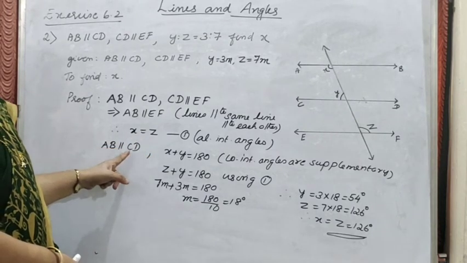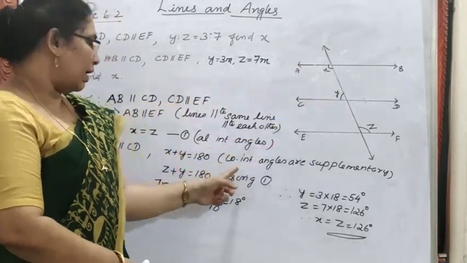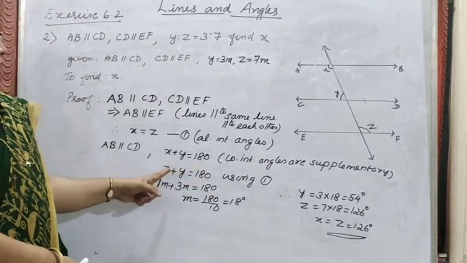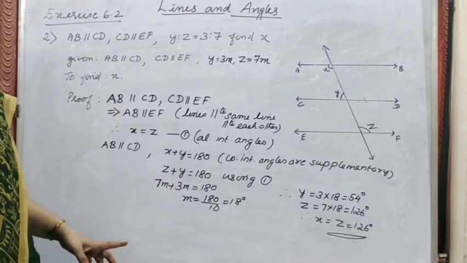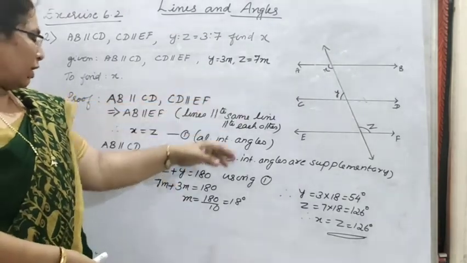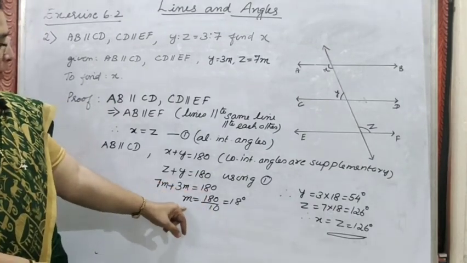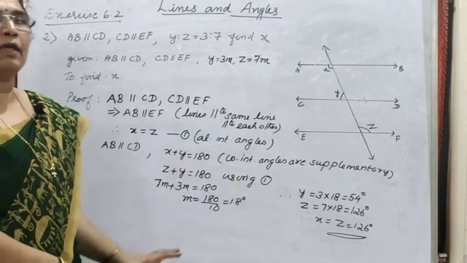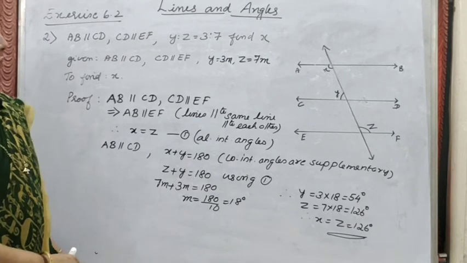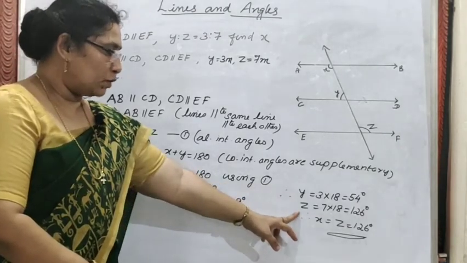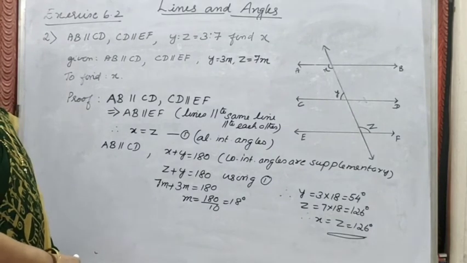Now what is the next step? AB parallel to CD. So X and Y are interior angles and their sum is equal to 180 degrees. But X and Z are equal, so I can replace it with Z plus Y equal to 180. Z and Y are in a ratio, we got the values as 3m and 7m respectively. So we'll substitute and solve for m. So m equal to 18 degrees. Then we can find the Y value as well as Z. Once you get Z, you can write X. So Y equal to 54 we got, Z is equal to 126. Therefore, X equal to Z equal to 126 degrees.